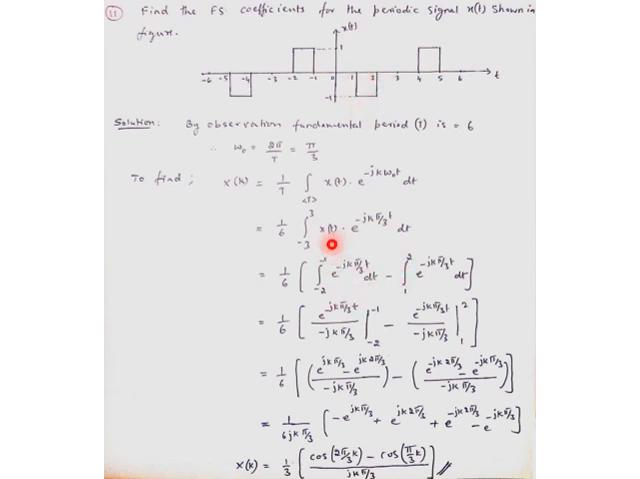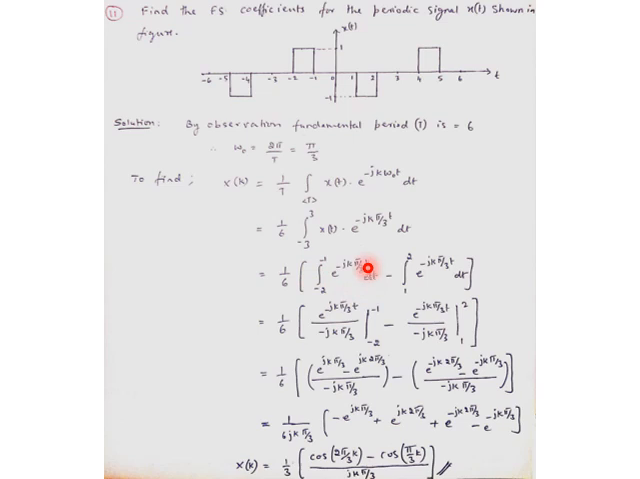So substituting into the equation, what is going to happen? The integration limits are defined only for two regions: integration from minus 2 to minus 1 with x(t) equal to 1 into e to the power minus jk omega naught, taken as pi by 3, t into dt. The second part is the integration with limits from 1 to 2, where x(t) is minus 1. That minus 1 is taken outside, so plus along with the minus sign it is a minus. So integration 1 to 2 of e to the power minus jk pi by 3 t into dt.